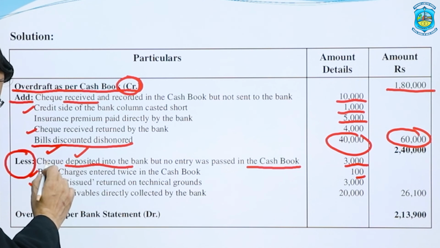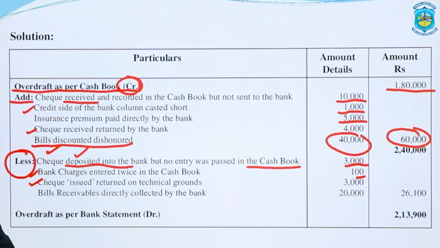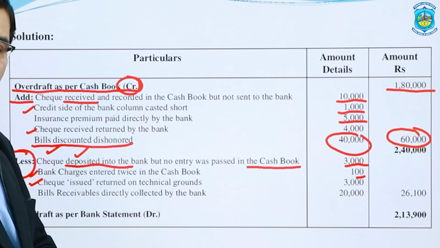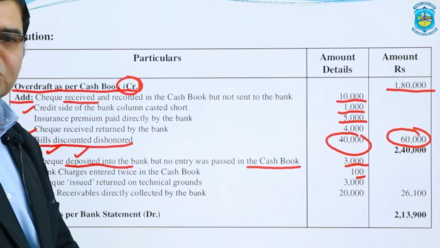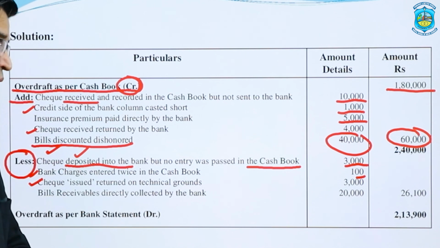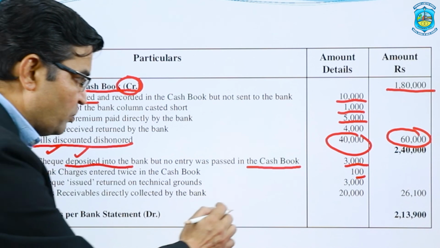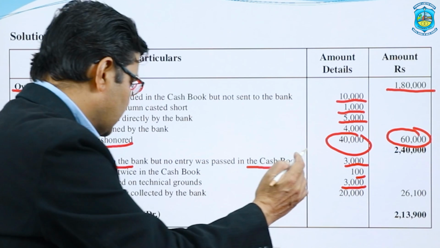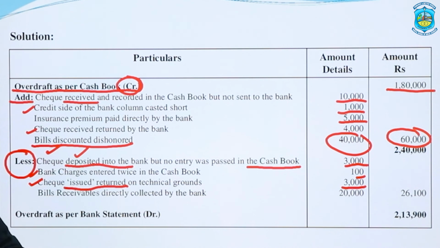Then checks issued returned on technical grounds. Some checks we have issued, so we have already credited our cash book and reduced our cash book proportionately, but the bank has returned these checks, meaning the bank did not pay this amount of rupees 3,000 against those checks. So ultimately these checks will be returned by the bank. So our passbook will show an increased balance proportionately.